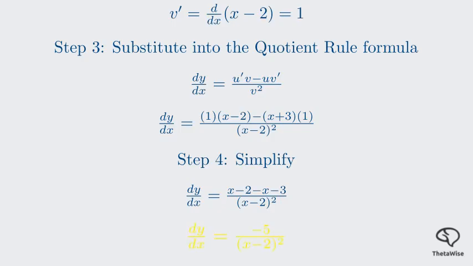So the final derivative is negative 5 divided by the quantity x minus 2 squared. A common mistake is to forget to distribute the negative sign when simplifying the numerator, so always be on the lookout for that.